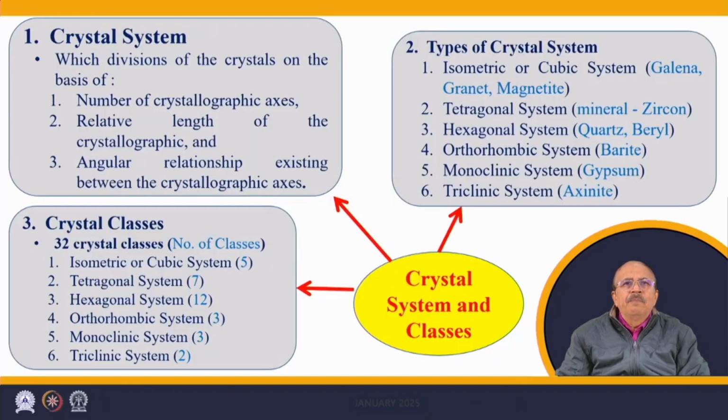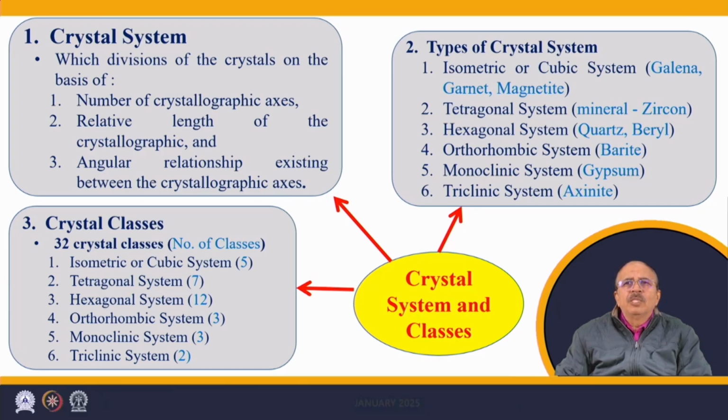So now the summary of this lecture is that we have discussed about the crystal system first, in which we have seen the division of crystals are on the basis of number of crystallographic axes, relative length of the crystallographic axes and the angular relationship existing between the crystallographic axes. Secondly, we have learnt about the types of crystal system, in which we have seen 6 major types. First is the isometric or cubic system.